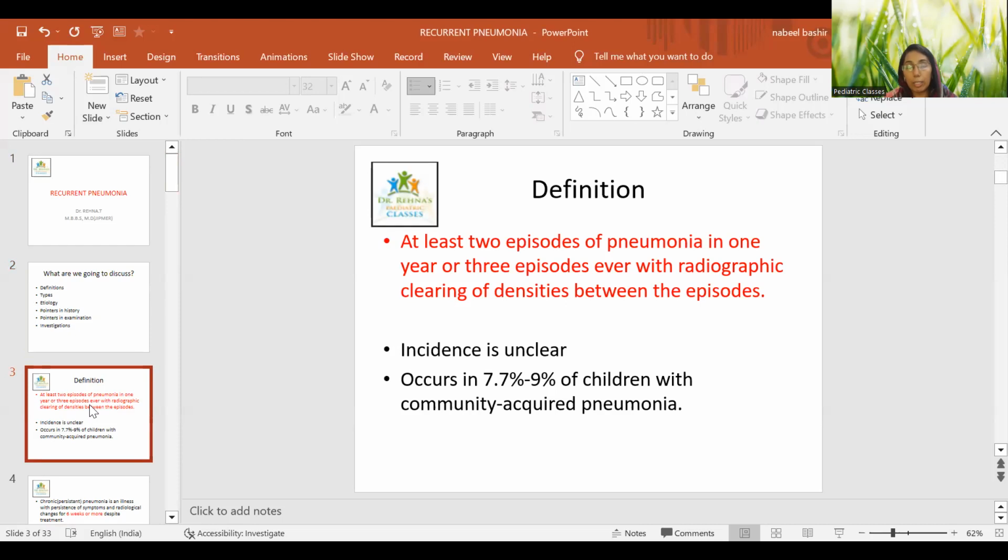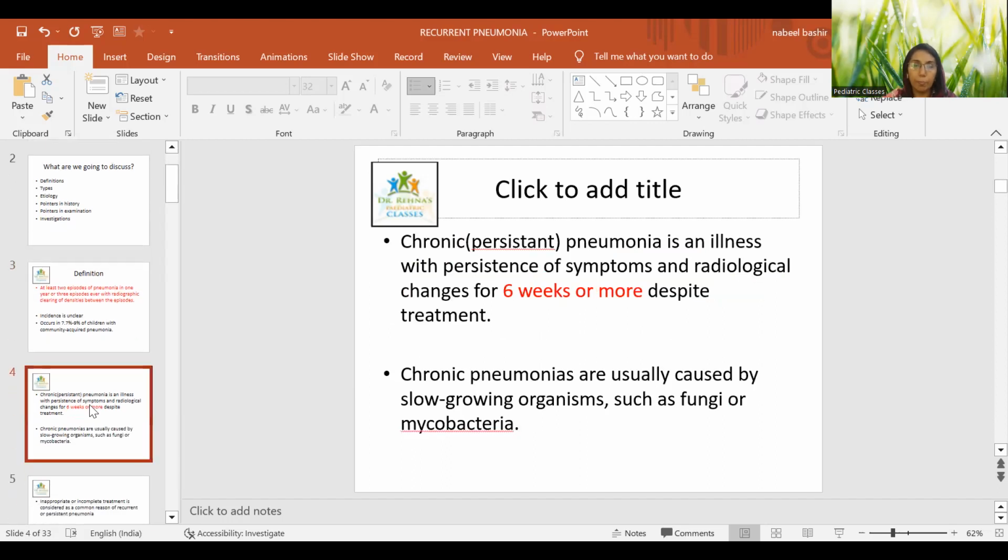Recurrent pneumonia is defined as at least 2 episodes of pneumonia in 1 year, or 3 episodes ever, with radiographic clearing of densities between the episodes. The exact incidence is unclear. One of the studies says that around 7.7 to 9% of children with community acquired pneumonia are found to have a recurrent pneumonia.